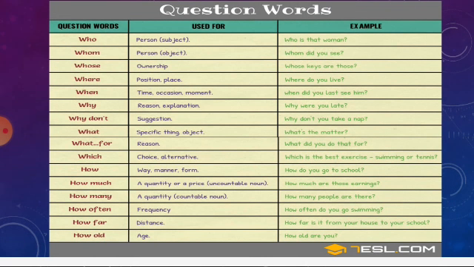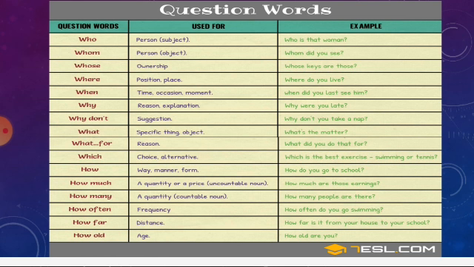Again, the second question word that is there is whom. Again, it refers to a person. It refers to a person or object of the sentence. Whom did you see? Or whom have the voters elected leader this time? Whom have the voters elected leader this time?